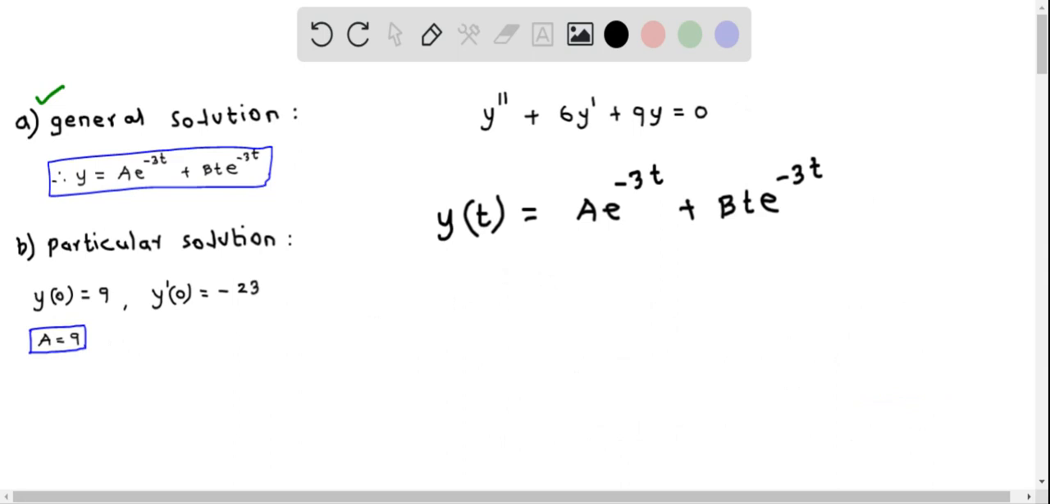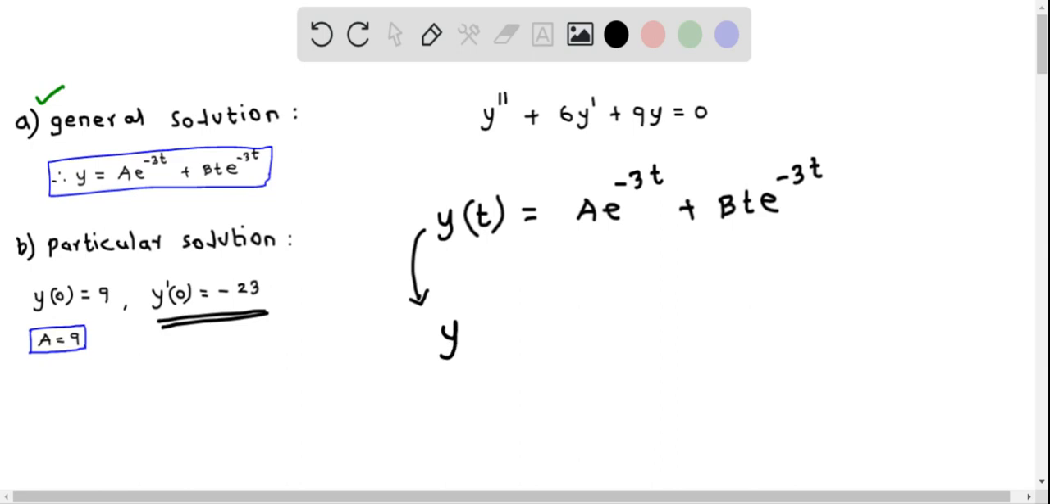Now let's see how to determine the other constant b using the second initial condition, that is y prime of 0 is given as negative 23. Since we are given this y prime of 0, basically we have to find the derivative of this function y of t, that is the general solution equation. So I'm going to differentiate both sides with respect to time.